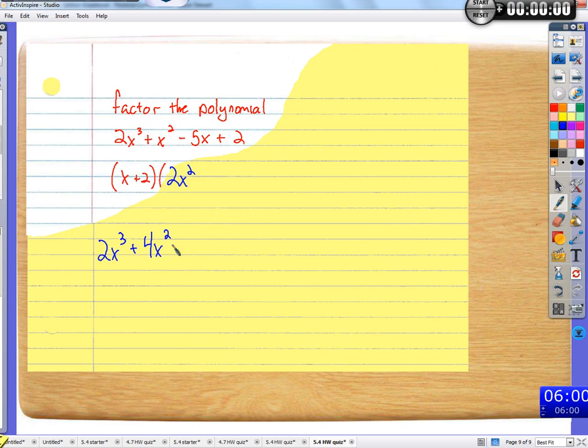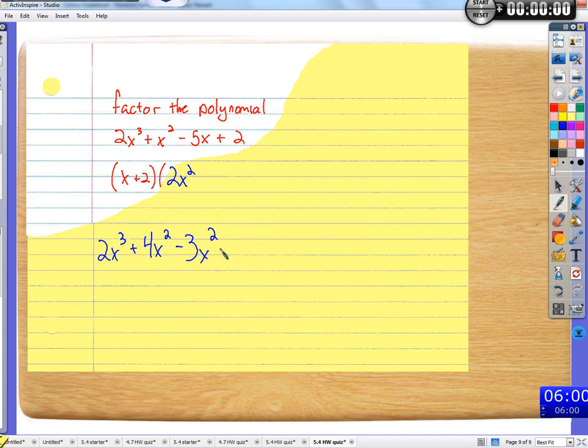Yeah. What do we want to get? 2x cubed. Well, we have that. X squared. We want to get a 1x squared. We have 4 of them. Right? So we want to take back 3 of them. So we're off by that much. Okay? We good so far? Everybody's good? Any questions? Now's a good time to ask questions if you have questions.